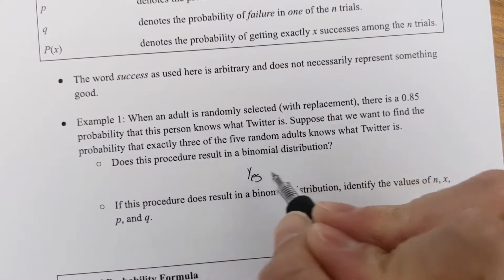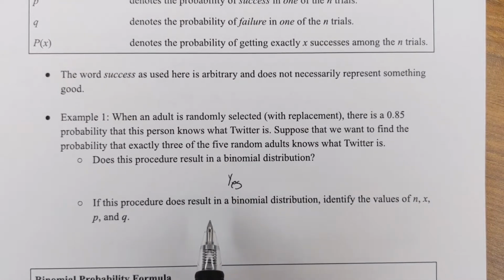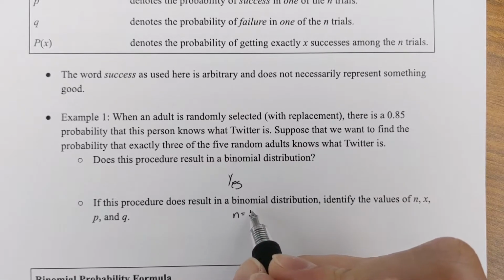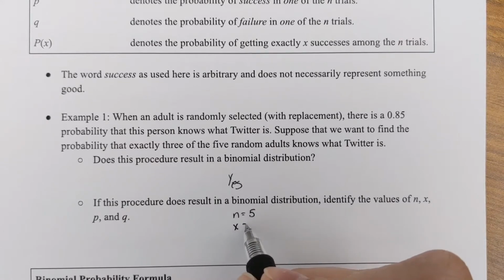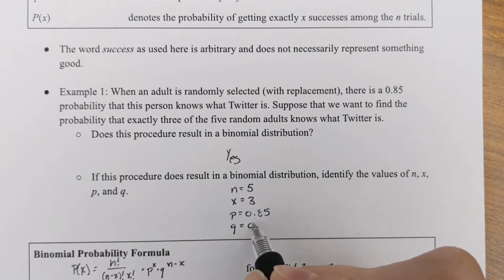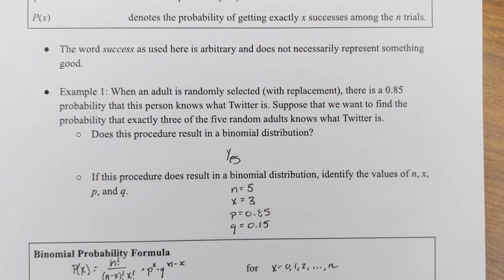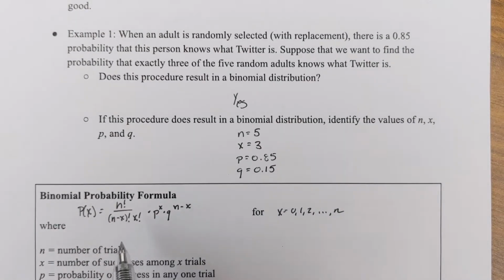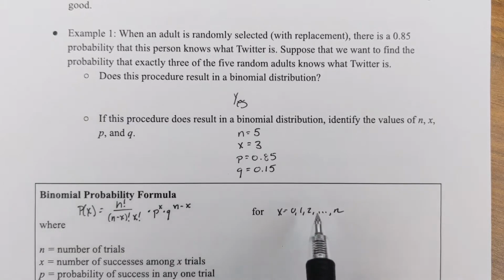Yes, it meets all the criteria. This procedure does result in a binomial distribution. Identify the values of N, the number of trials: 5. X: we are looking for 3 of them. P, the probability of success: since we're looking for people who know what Twitter is, that's 0.85, which means Q, the likelihood they don't know what Twitter is, is 1 minus that, or 0.15.